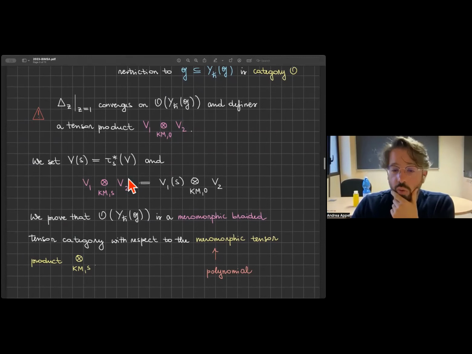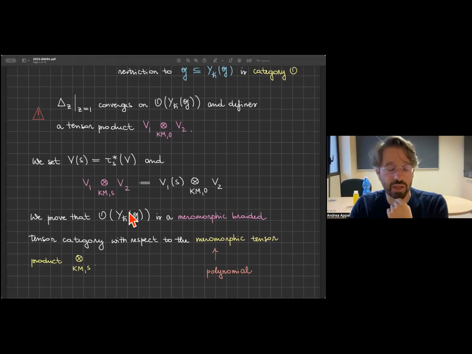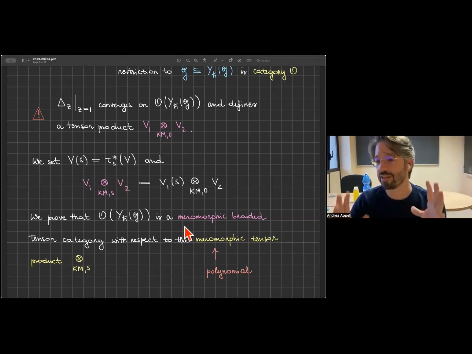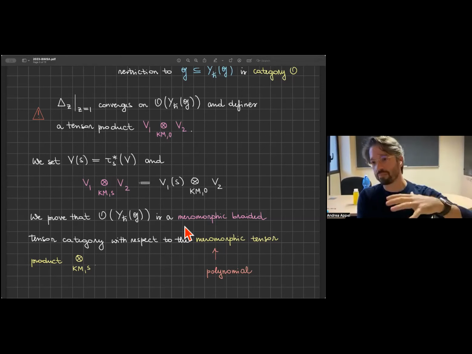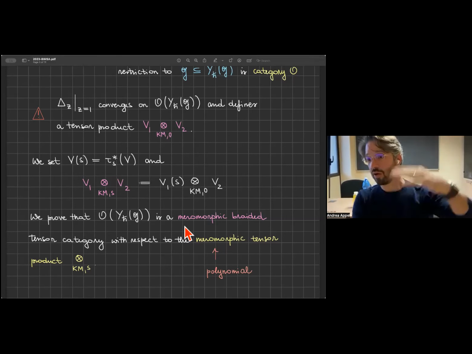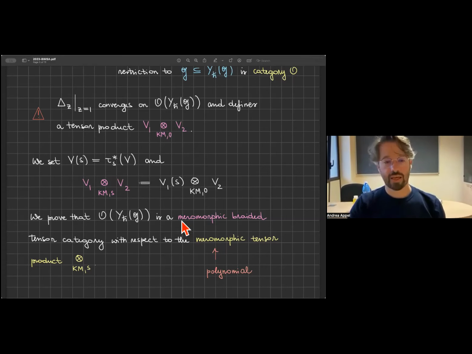Okay, and so what do we want to prove? This is said in somewhat fancy language: that this category O is a meromorphic braided tensor category with respect to this parameter-dependent tensor product that we just introduced here. Now, I want to stress that this is only fancy language, meaning it's just a way of concisely saying that a bunch of relations, which I will tell you in a second, hold in this category.